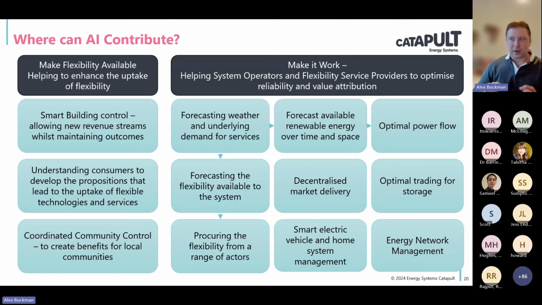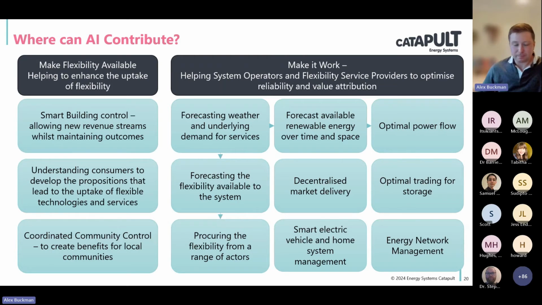So in terms of making it work, forecasting weather and underlying demand for services is a big one. At the end of the day, how we procure supply for energy ahead of time is largely based on your estimation of demand, right? And estimation of demand is largely based upon your weather forecasting. So increasing your accuracy of weather forecasting, but also how far ahead you can see it, is really important for supporting flexibility.